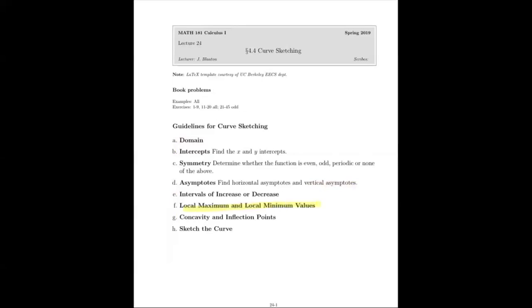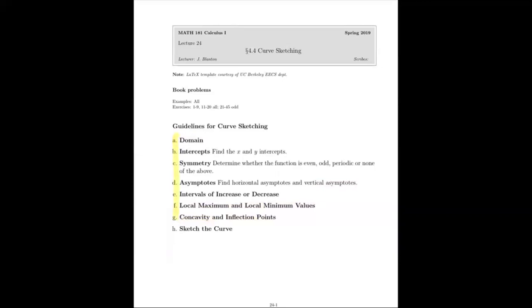Local maximum and local minimum values. Remember, we can find these by looking at intervals where the function changes from increasing to decreasing or vice versa. That was from the previous section. Concavity and inflection points of the function. That involves the second derivative. In order to talk about concavity of the function, we set the second derivative equal to 0. We solve for x there, and then we use test values on either side of those zeros for the second derivative to see whether or not we're concave up or concave down. Remember, the second derivative being positive for an interval means we're concave up. It being negative means we're concave down.